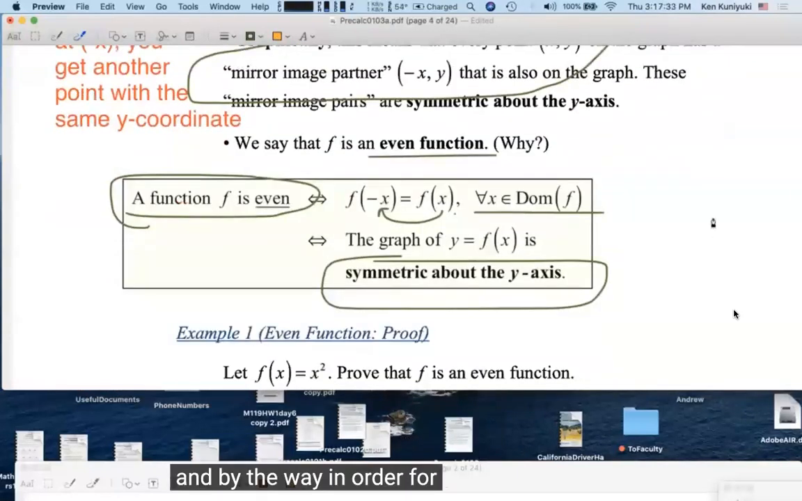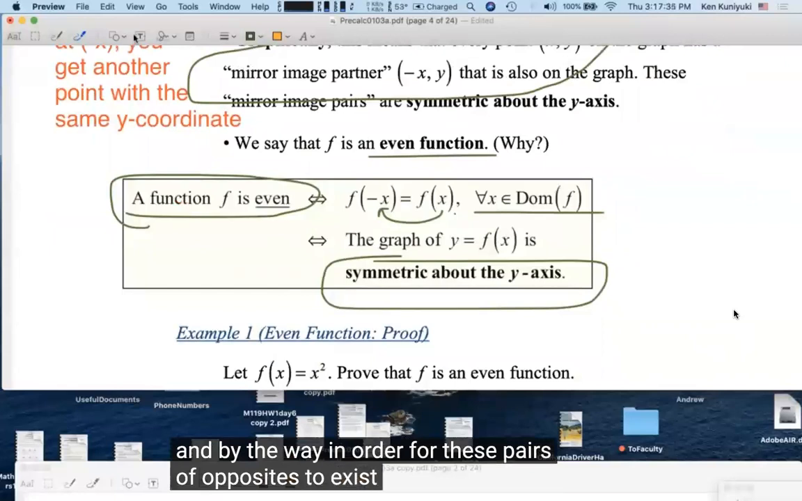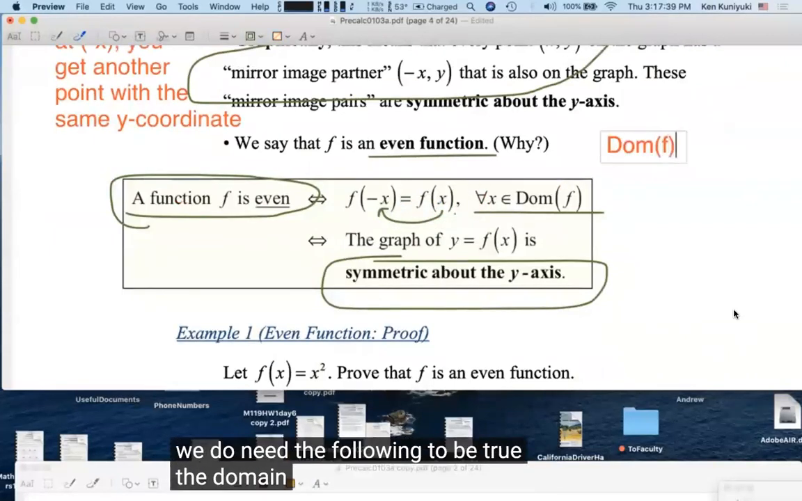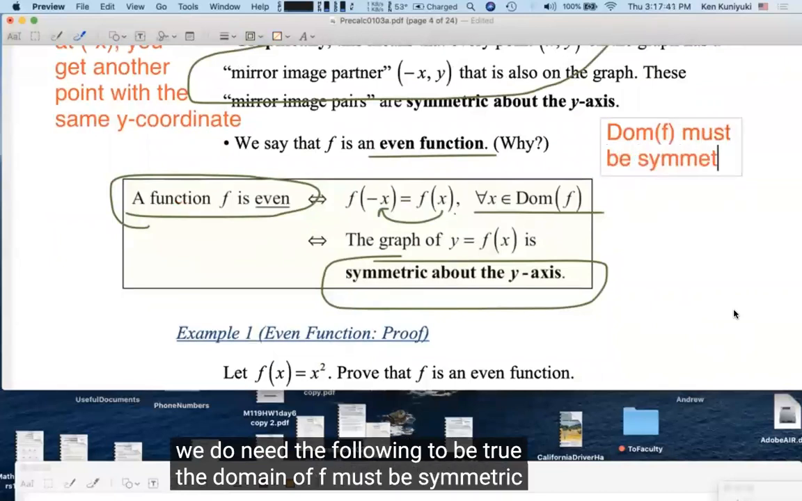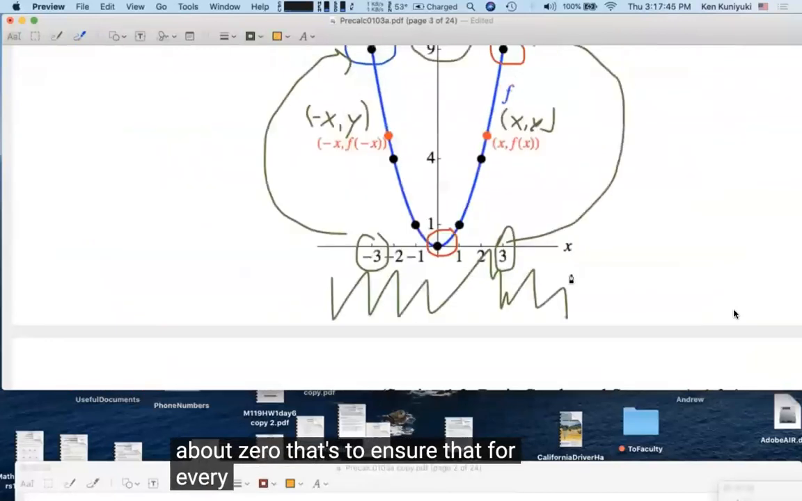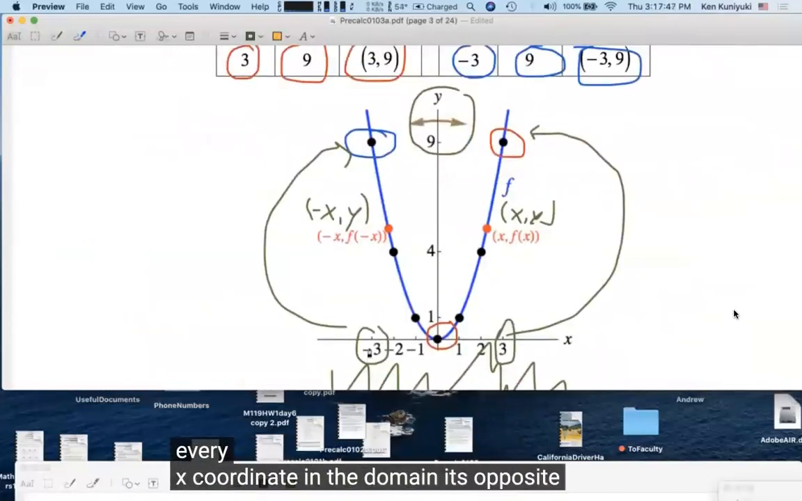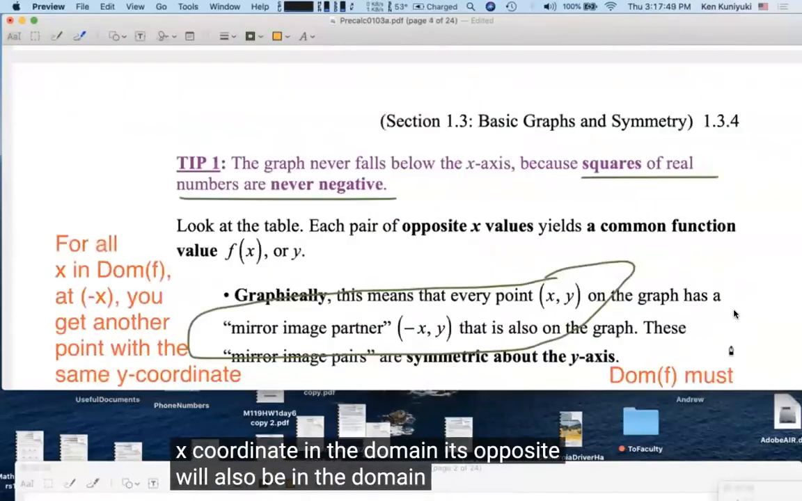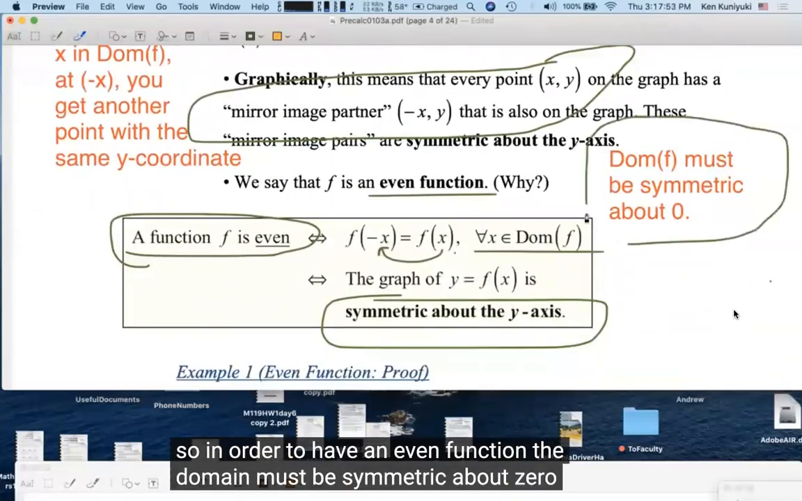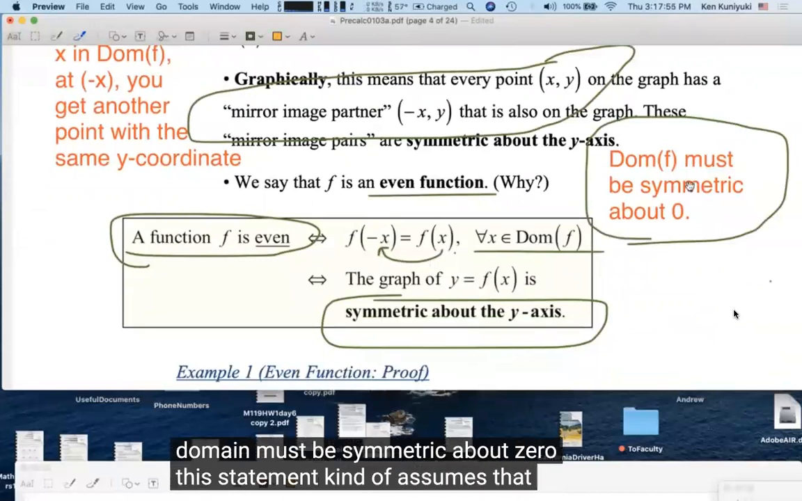And by the way, in order for these pairs of opposites to exist, we do need the following to be true. The domain of f must be symmetric about 0. That's to ensure that for every x coordinate in the domain, its opposite will also be in the domain. So in order to have an even function, the domain must be symmetric about 0. This statement kind of assumes that property.